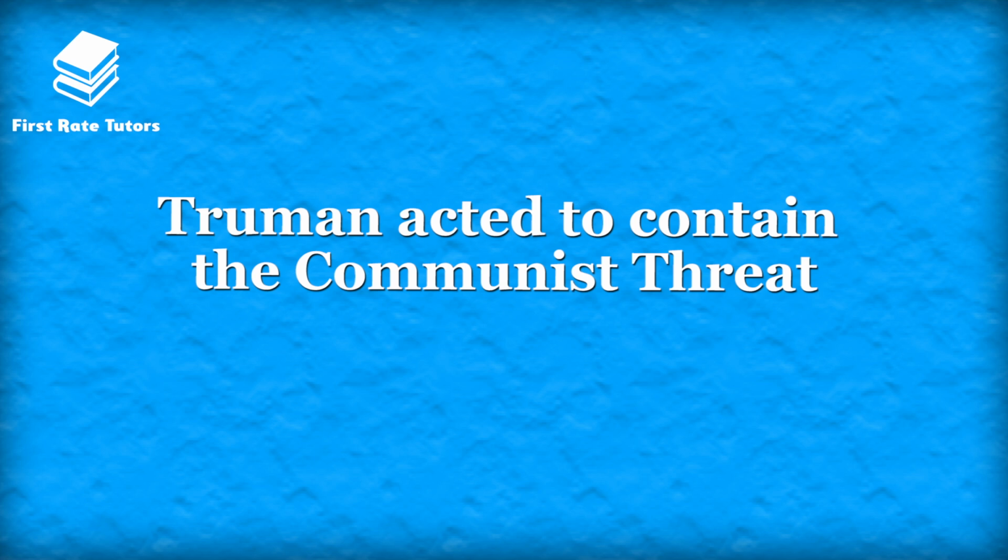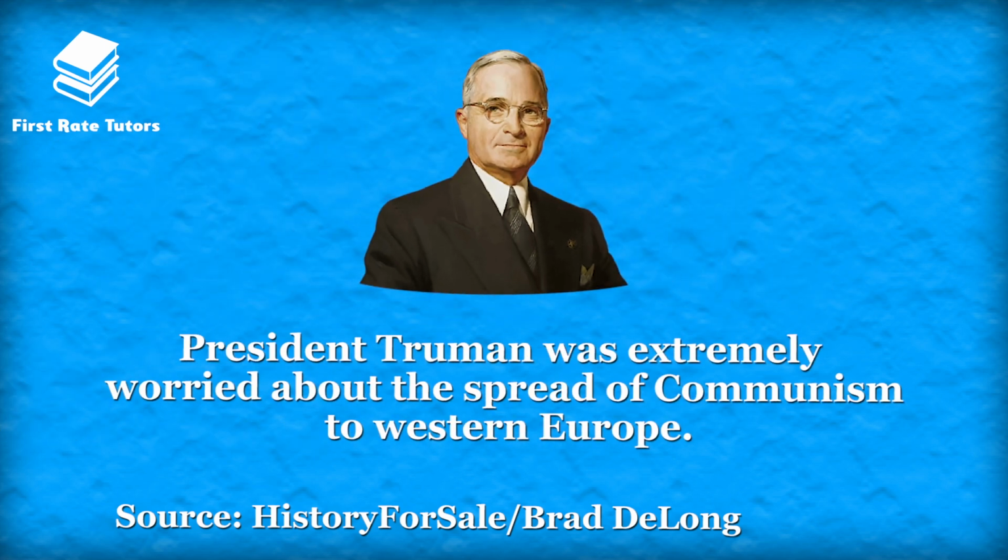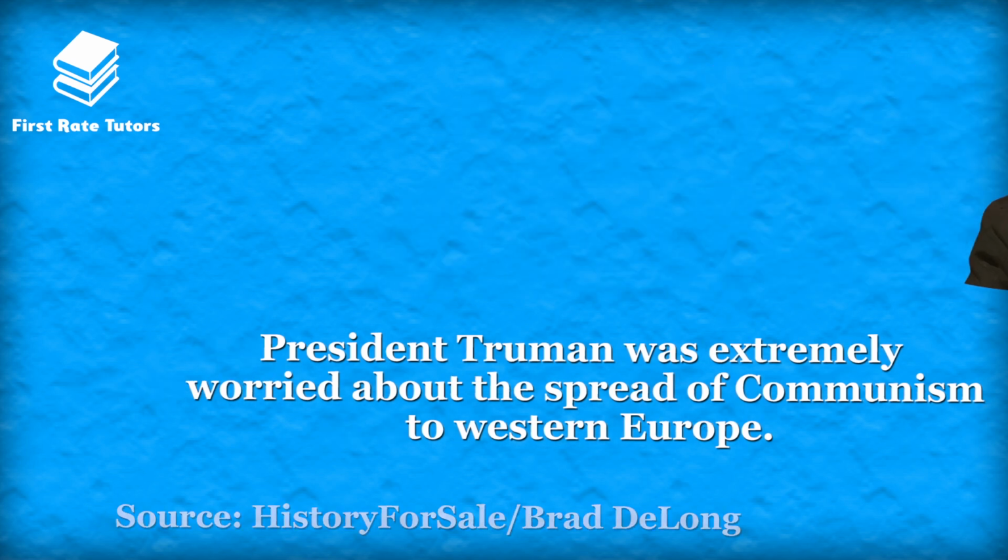President Truman, who was mentioned earlier, acted to contain the communist threat. He was extremely worried about the spread of communism to Western Europe. Many countries were undergoing economic hardship, which he thought might make communism look more appealing. So the USA decided to intervene in Europe through using financial aid, and this was their hope to try and contain the spread of communism.